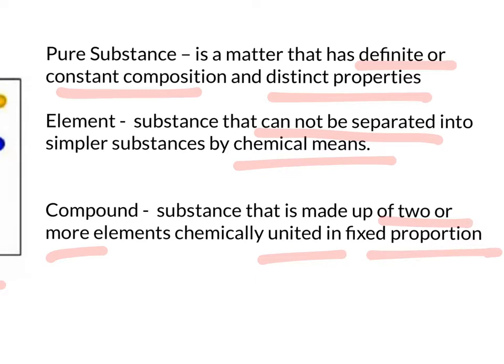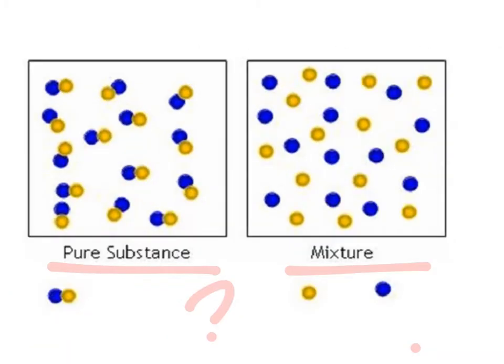This means that an element cannot be separated because it is already alone. A compound, on the other hand, is made up of two or more elements. In this case, the two elements are the yellow and blue. They are united in fixed proportion. What is that proportion? 1 is to 1. One blue is joined by one yellow. Is there any sample that we could get aside from one yellow with one blue? None. Therefore, this box represents and falls best to the description of a compound.